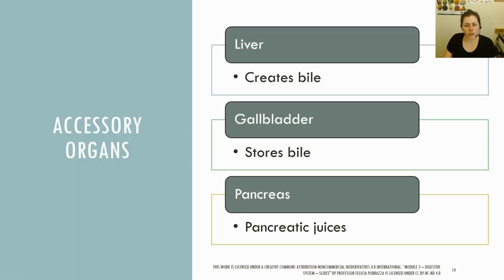The accessory organs are not actually part of the GI tract, but are critical to its function. The liver produces bile, which aids in fat digestion and absorption, and this is concentrated and stored in the gallbladder. Bile helps to emulsify fats, or basically break large droplets into smaller ones and allow them to mix with digestive juices. Bile passes through a duct that joins the pancreatic ducts and is released into the duodenum.